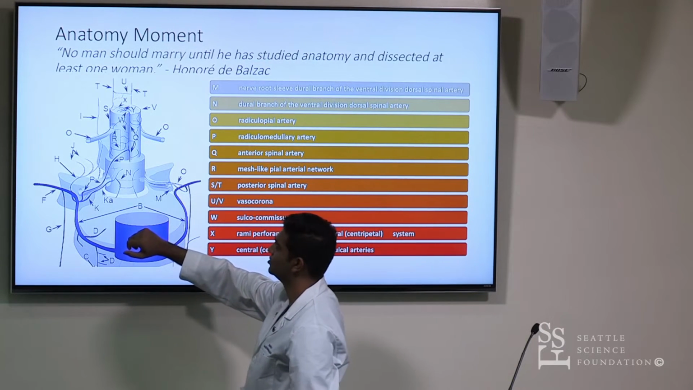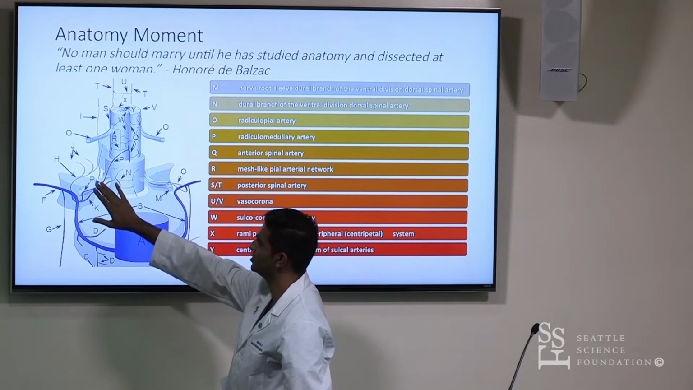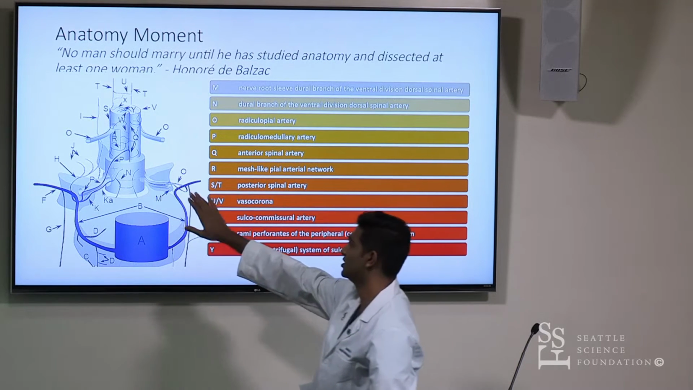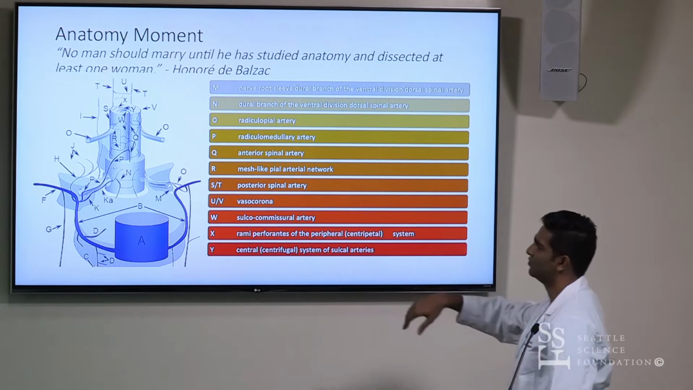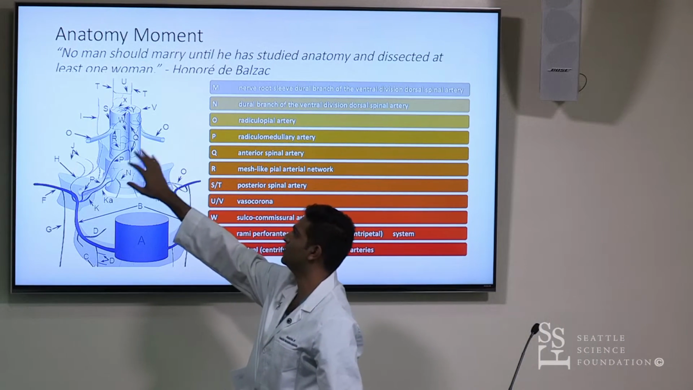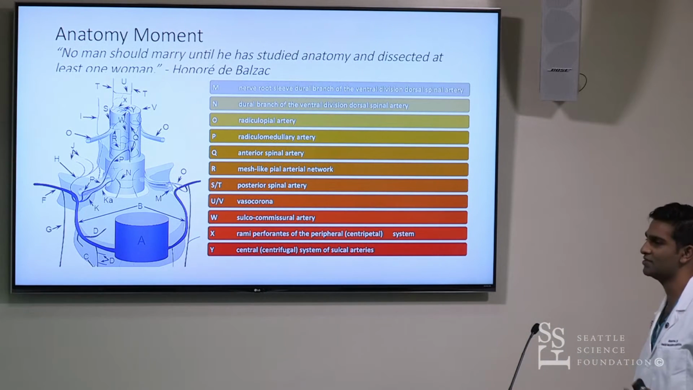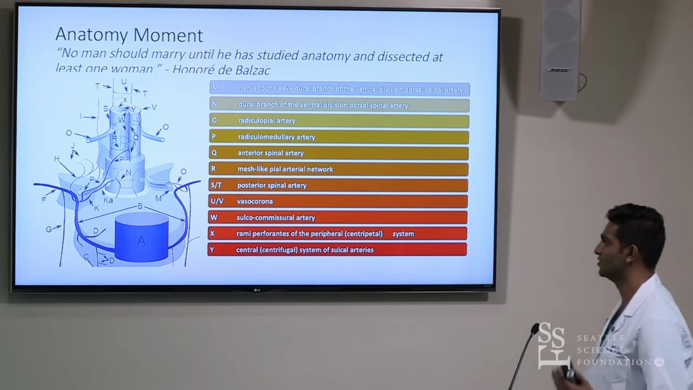Important structures to know, obviously, are the radial arteries, the radiculomedullary arteries that come off of each root, nerve root, and the nerve root sheath, and then the numerous paramedian and vasa corona around the spinal cord. Very important to understand this when we're trying to understand the vascularity of a tumor.